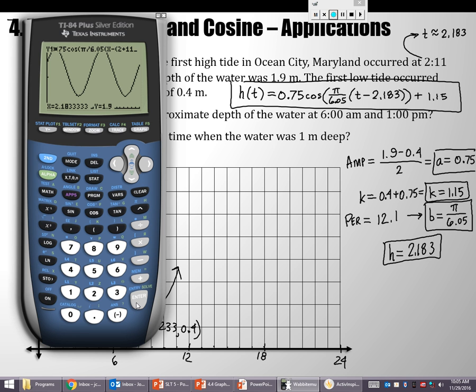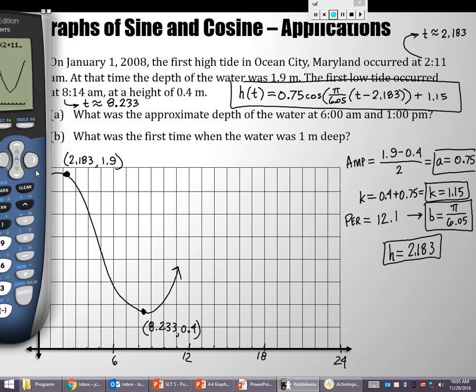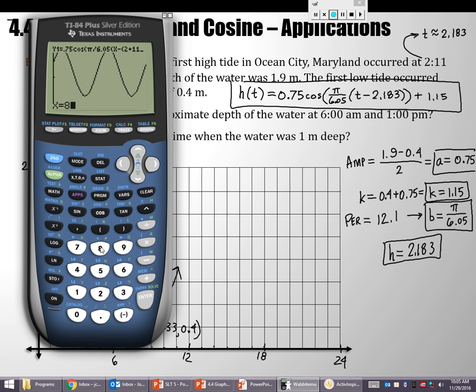Whew. And if we type in, what were we at? 814. If we type in 814, are we at 0.4? Good. All right, so I think we did it correctly. I think we got our model. Huh?